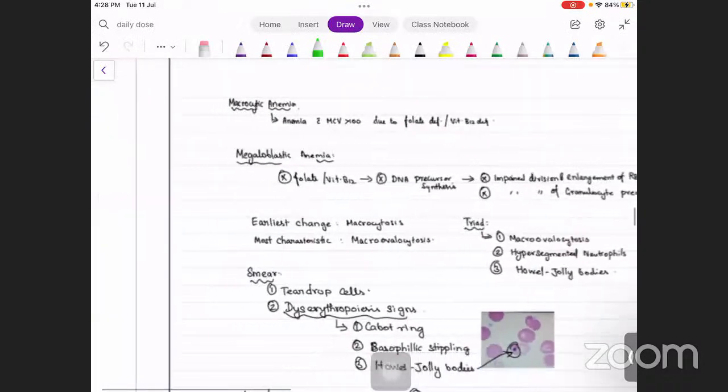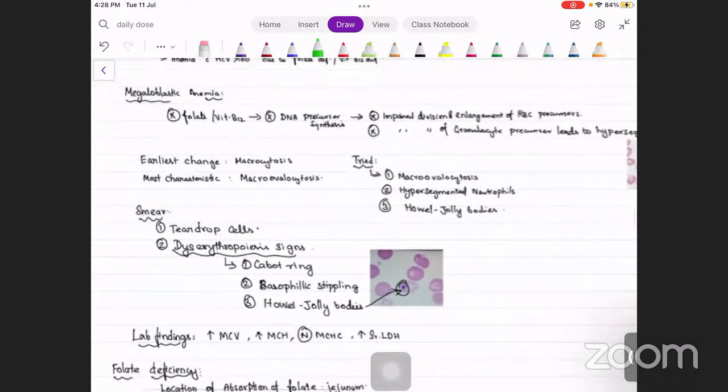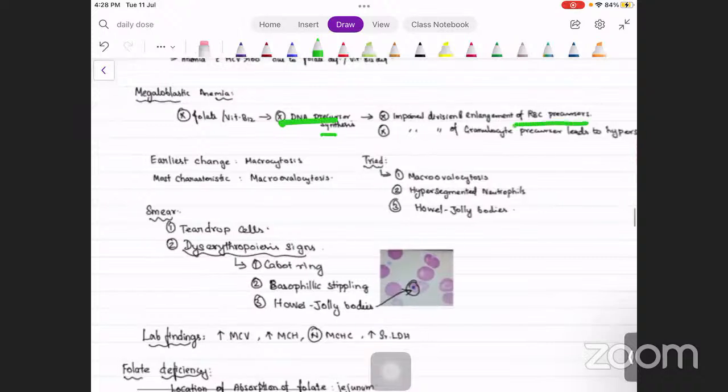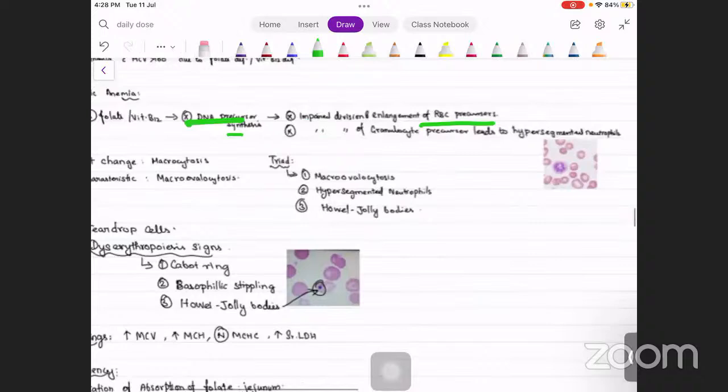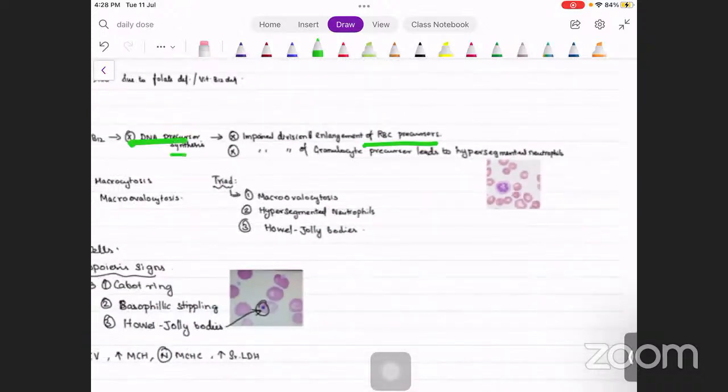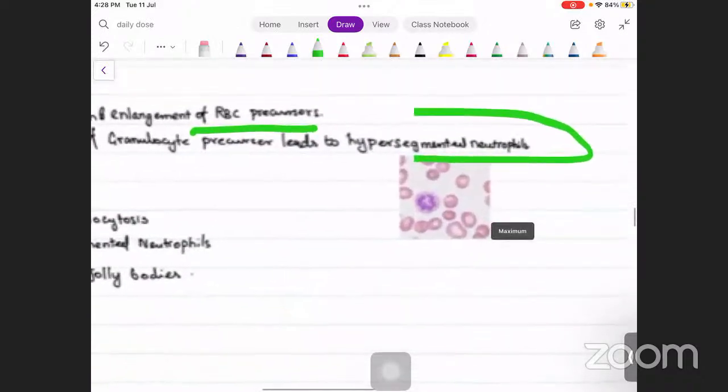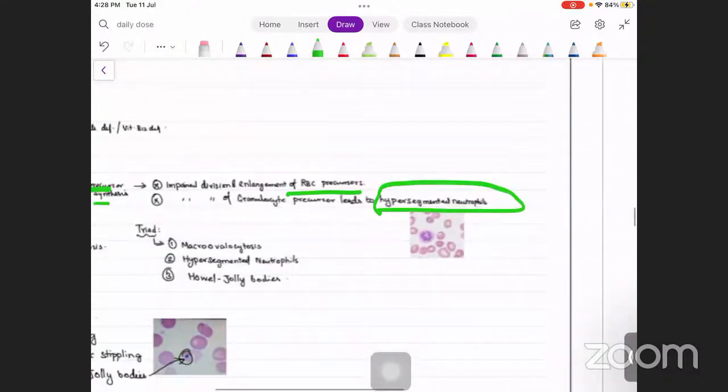Next, macrocytic anemia. In macrocytic anemia, you see the megaloblastic type, lack of folate or vitamin B12, no DNA precursor synthesis. So impaired division and enlargement of your RBC precursors. So there will be no RBCs to be produced. So you may see hypersegmented neutrophils here. Very important. Neutrophils will show 5 to 6 segments. Hypersegmented neutrophils is a characteristic feature of megaloblastic anemia.